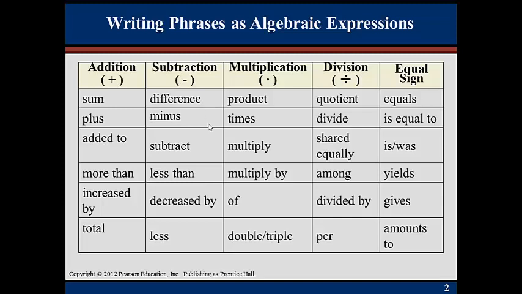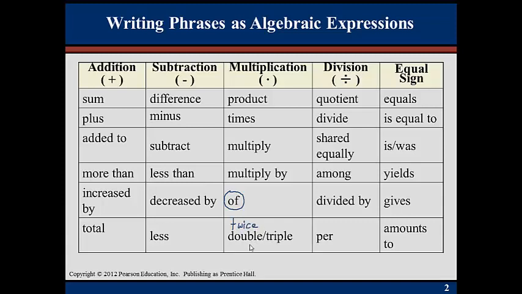Subtraction, we have difference, minus, subtraction, less than, decrease by, and less. These all mean minus, and you would use the minus sign. Multiplication, product, times, multiply, multiply by. The word of in English means multiply in math, double, triple. You can also include twice, which means the same as double.